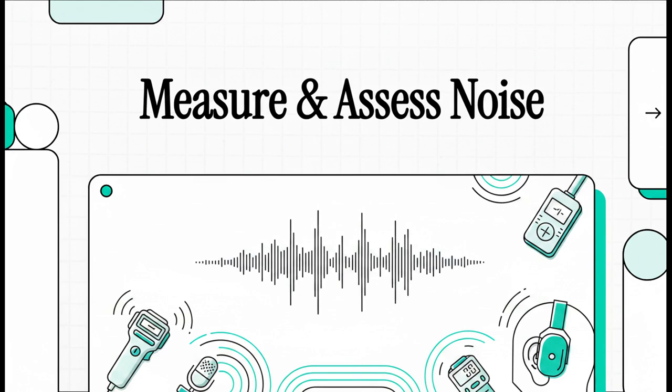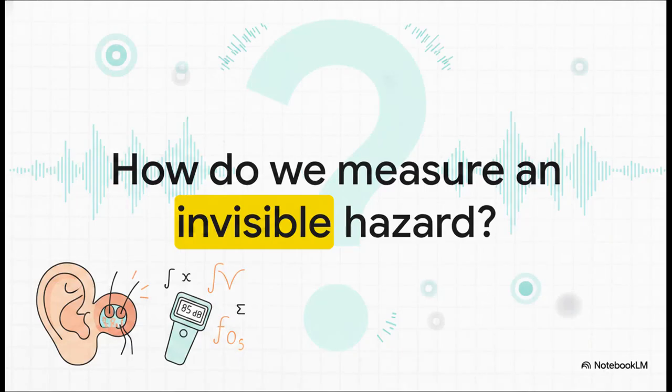Let's get into it. Think about this for a second. How do we actually quantify a threat that is completely invisible and constantly fluctuating? I mean, you can't see noise. You can't just catch it in a jar. Yet, if it goes unchecked, it literally causes irreversible hearing loss by damaging those sensitive little cells deep inside the ear. So, because we can't see it, we have to rely on a very specific set of tools and math to bring this invisible hazard to light.